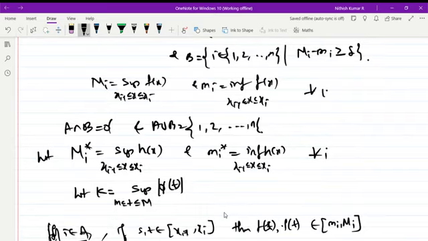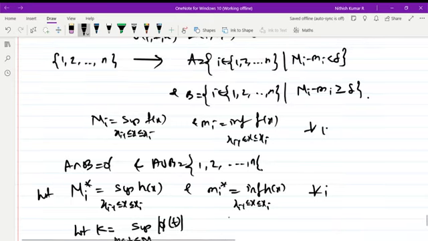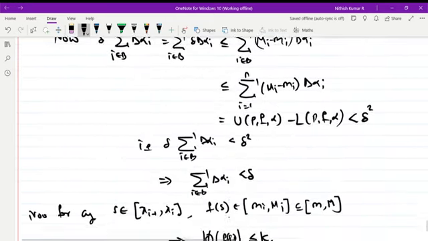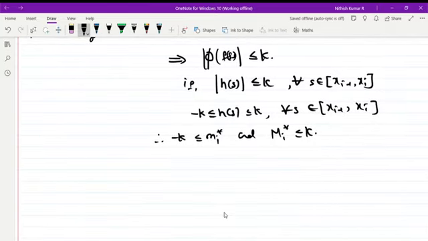Small m_i* is nothing but the infimum of h of x in the closed interval [x_{i-1}, x_i], but here h of s is greater than or equal to minus K in this interval. So minus K is a lower bound and small m_i* is the greatest lower bound. Therefore minus K is less than or equal to m_i*.